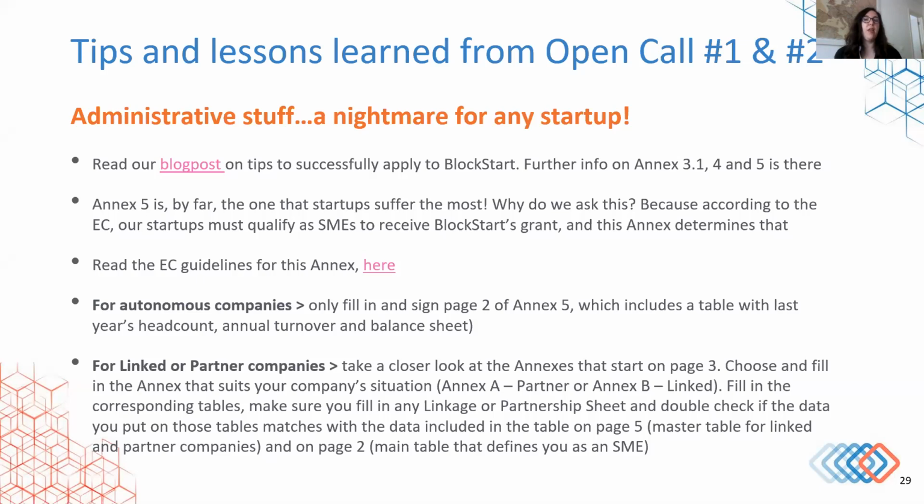And then you need to identify if you are a partner company or if you have partner companies, you need to fill in Annex A. If you are or have linked companies, you need to fill in Annex B. And please fill in all the tables in those annexes, clearly identifying who are your partner or linked companies, how much do they own in your particular company, and based on that aggregated data, you will fill in the table in page 2, which is our master table, and this will give us an idea if you are or not an SME. But should you have any doubts in this particular annex, please let us know.